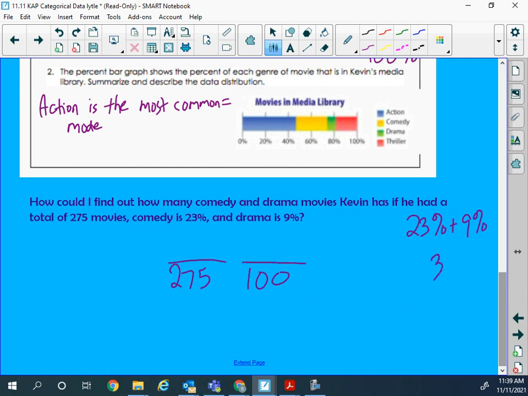Yes, because remember, the reason why I can do that is because technically this is 0.23 and this is 0.09, right? Which would be 0.32, which then I would go back to 32%. See what I'm saying? So it's fine, okay? And then that goes here. And then what?